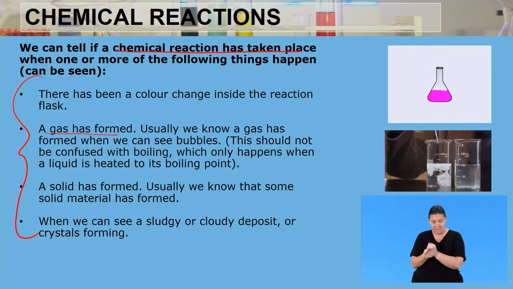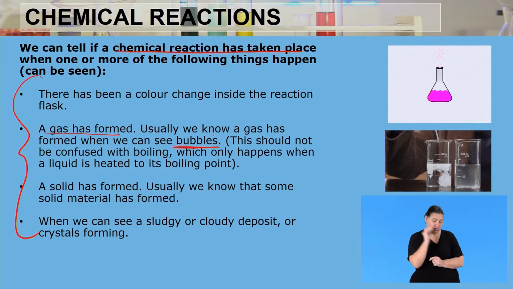Number two, when you're seeing that a gas has been formed, usually we know that a gas has been formed when we see bubbles. So when you are mixing substances together and you're seeing bubbles, those bubbles are actually taking the gas out of the reaction flask. Now we should also remember that we should not confuse this with boiling. Remember that boiling only happens when the liquid is heated. So when we heat a liquid, we start by evaporation and then go to boiling if we further increase the temperature or the energy of the liquid.